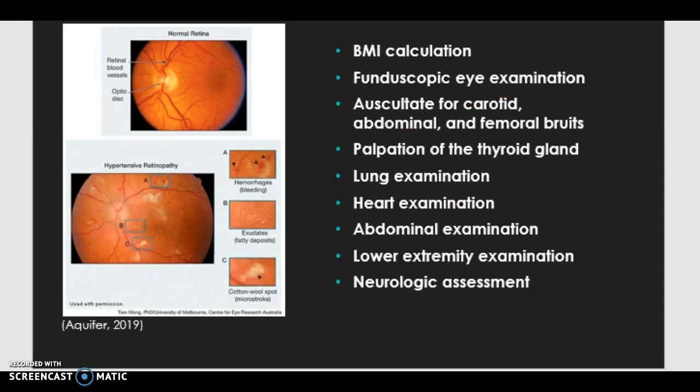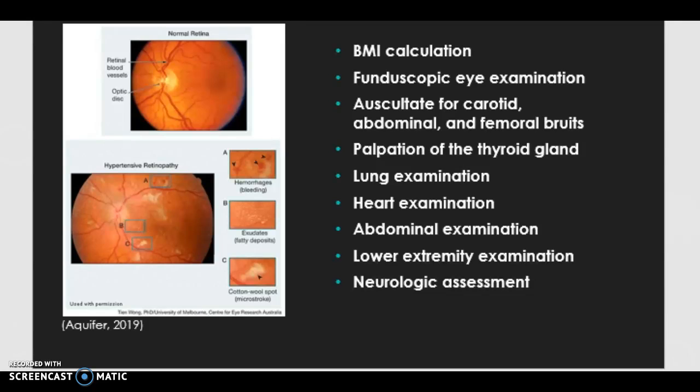I thought this was an interesting picture to include in my PowerPoint, as this is an up close and personal picture of the eye, the cup and the disc, and you can see some of the flame hemorrhages, some of the fatty deposit exudates, and some cotton wool spots. Those are like microvascular stroke indications that all three of these are a result of uncontrolled hypertension that are affecting the microvascular portions of the eyes.